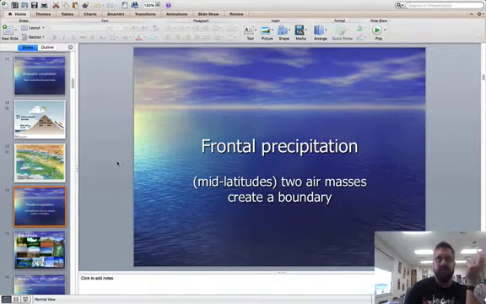All right, and then frontal precipitation. This is what we see here. This is in the mid-latitude areas, which is where we are. Frontal precipitation is like a cold front coming down, which we see from Canada and the Rockies. It will come across and hit the other air mass, which is always around us, the moist air from the Gulf of Mexico. So those two air masses meet and then create thunderstorms.